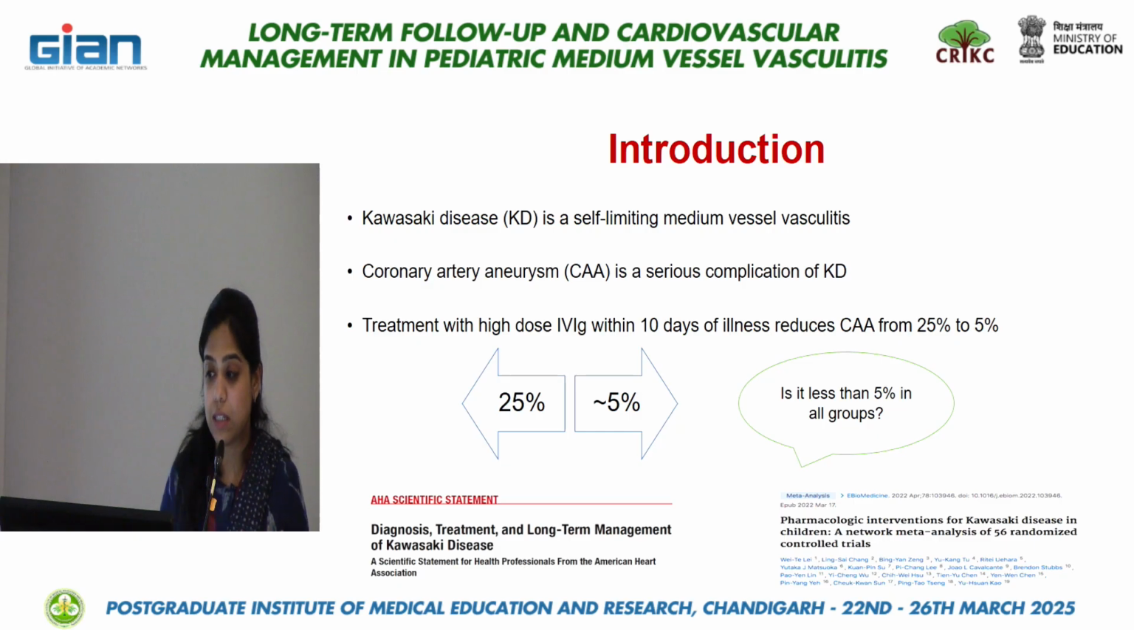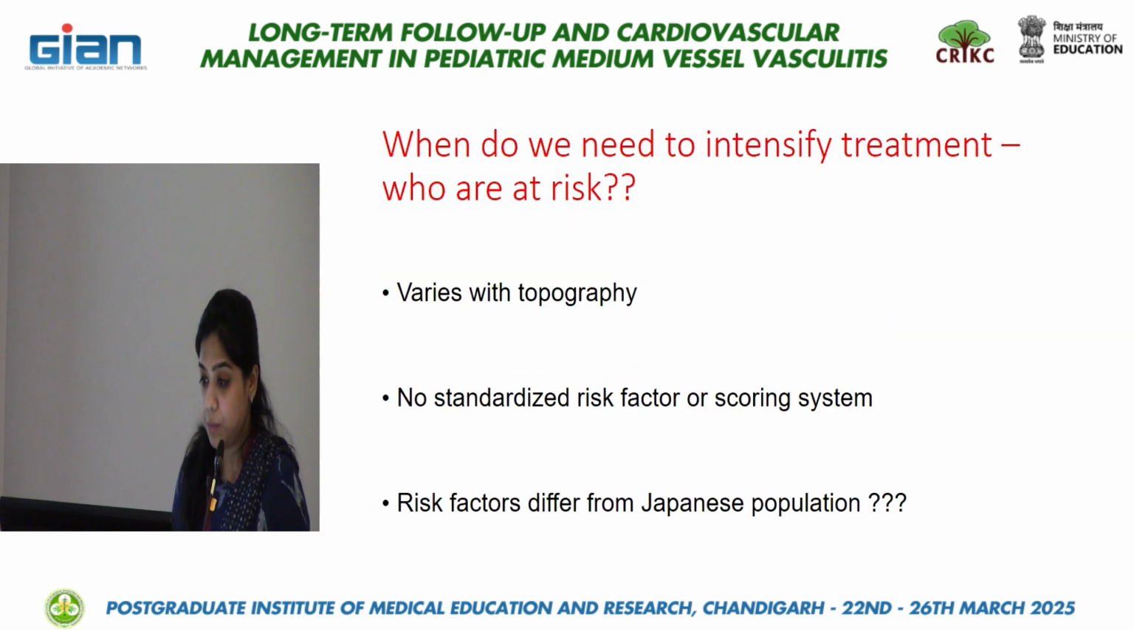So we all know Kawasaki disease is a self-limiting disease, and the main issue is the coronary artery abnormalities. Pre-IVIG, without treatment, the incidence of CA is around 25%, and with IVIG, it reduces to nearly 5%. So the question is, does it really reduce to less than 5% in all subgroups of patients? If we do a subgroup analysis, in patients at high risk, is it always less than 5%? That is when we think about primary intensification.